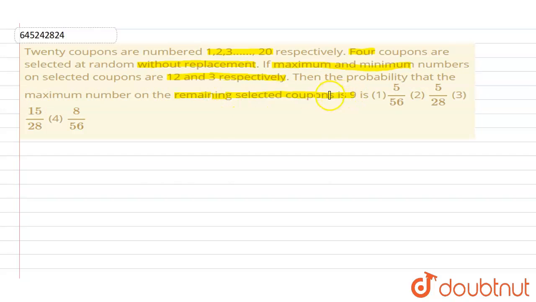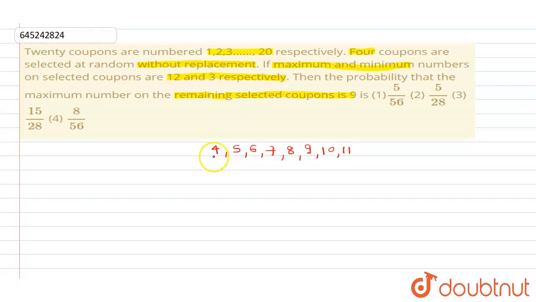Now see, in this question it is given that maximum and minimum number on selected coupons, which is 4 coupons are selected, are 12 and 3 respectively. Then we need to find the probability that maximum number on remaining 2 selected coupons is 9. Therefore we can say that remaining 2 coupons can take values of 4, 5, 6, 7, 8, 9, 10 and 11. Sorry, not 12, up to 11 only.